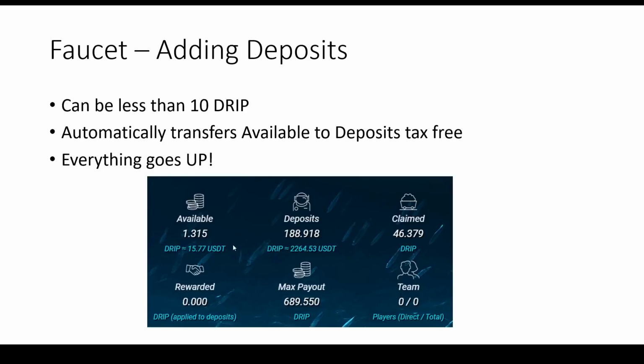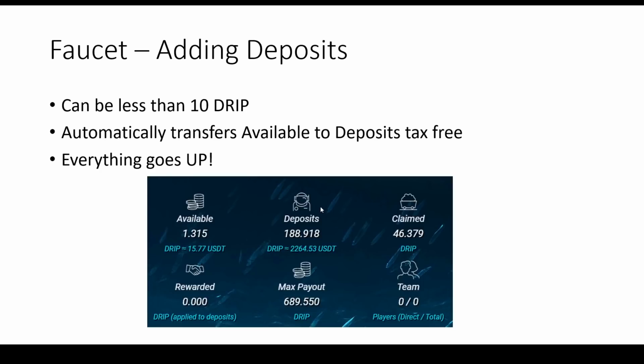So it'll take the available tokens over here, add it to whatever tokens you're now newly depositing, and all of that will go into your deposits. So if I came along right now with this screenshot and I had one drip to deposit, and I clicked on deposit and deposited that one drip token.